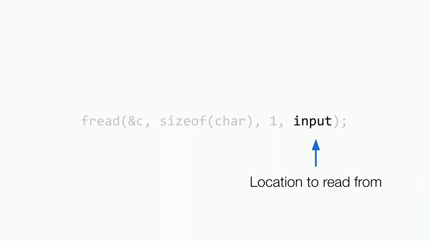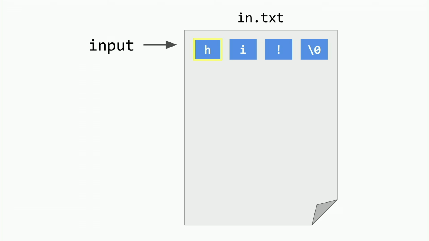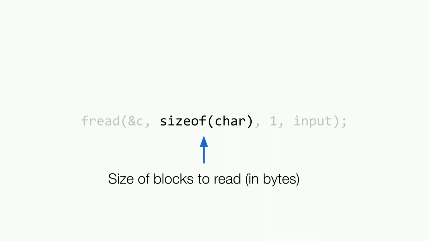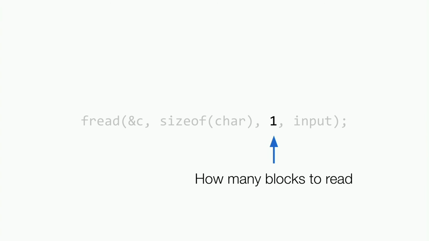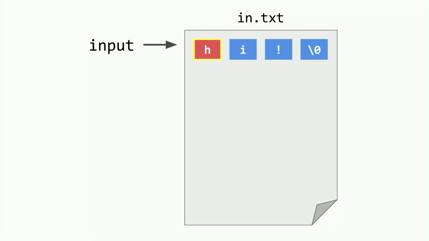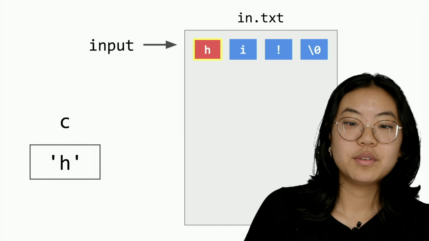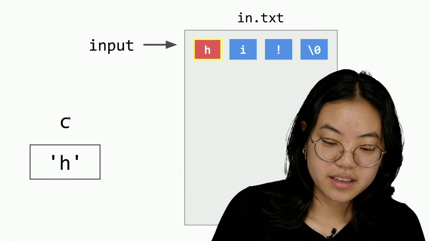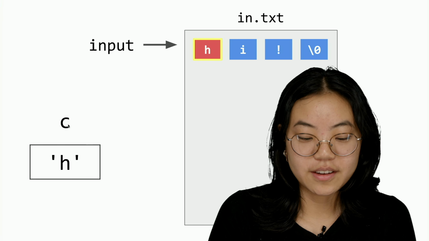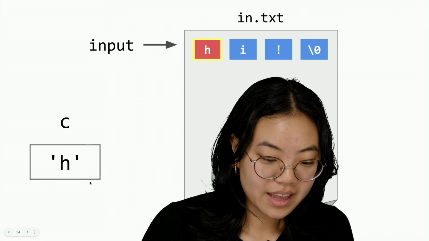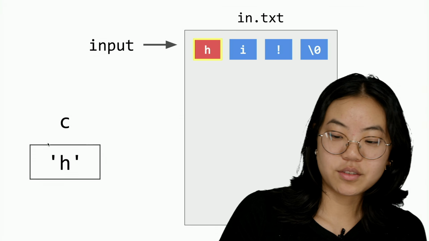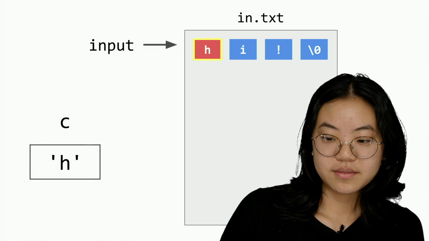Okay, so as a recap, this is the location that we're reading from, which is pointing to input. This refers to the size of the blocks that we want to read. In this case, 1 char at a time, and we're reading one character block at a time. And then this ampersand C is the location we want to store these blocks. And so we've actually set up here a character that's called C, and this is going to store one character at a time. So it's going to store H after the first fread.